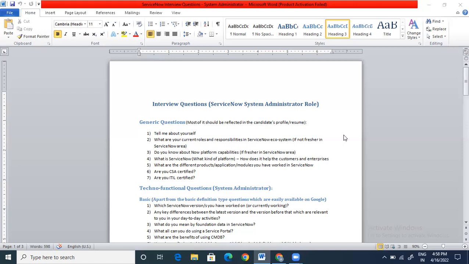So it is equally important to learn and gain knowledge, as well as to do certifications, if you can do that, using your partner portals, using your customer portal, whatever you are subject to. So the idea is that all of these questions should be covered in your resume, except tell me about yourself, because this is more of a gist which you give to the person who is interviewing you, right?